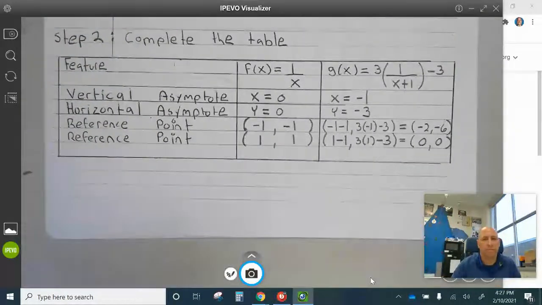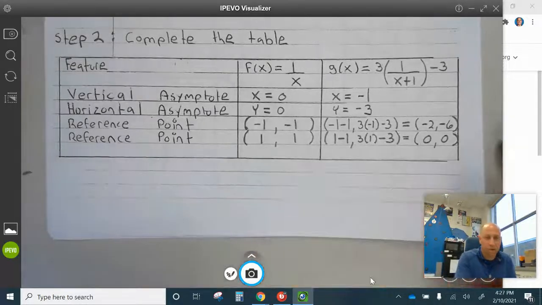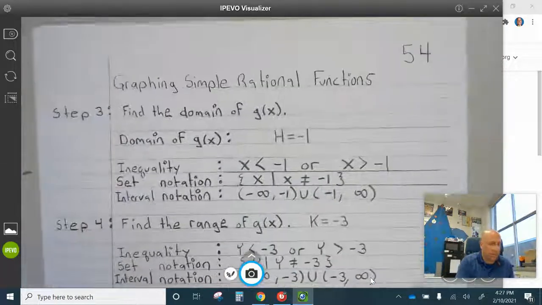Complete the table. When f of x equals 1 divided by x, the vertical asymptote is x equals 0 and y equals 0 is the horizontal asymptote. The reference points are -1, -1, and 1, 1. When g of x equals 3, parentheses, 1 divided by x plus 1, minus 3, the vertical asymptote is x equals -1, and the horizontal asymptote is y equals -3. And the reference points are -2, -6, and 0, 0. If you would, go ahead and complete the table. All right, now the table is completed. Let's take a look at step 3.